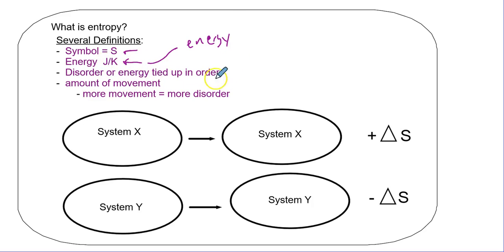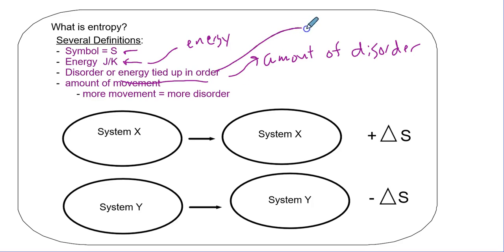Disorder, or energy tied up in order. They often think of entropy as the amount of disorder, and I don't necessarily like that as much. I think of it as the energy tied up in order. Like in order to make order, you have to have energy to order something. So we're skirting along the edge of what this really is. It's often, again, the amount of movement. So I choose the definition that I need to help me at that time when I'm using it.